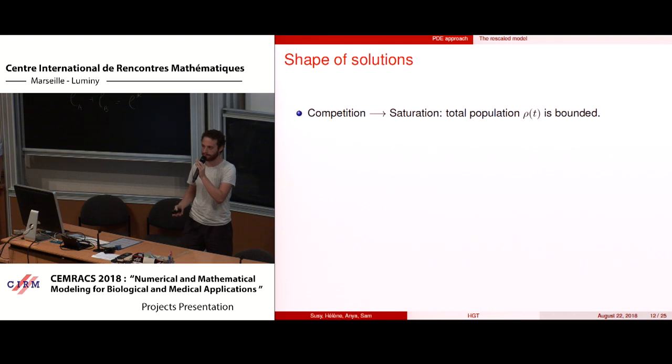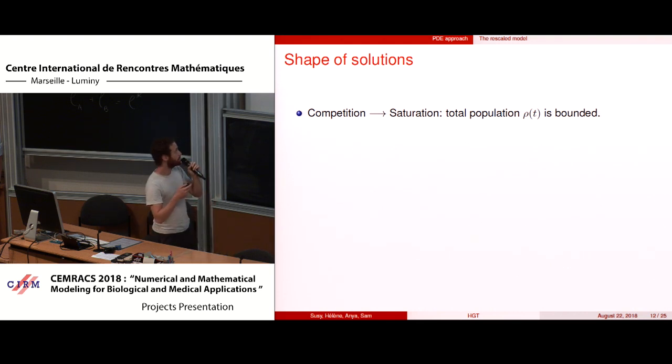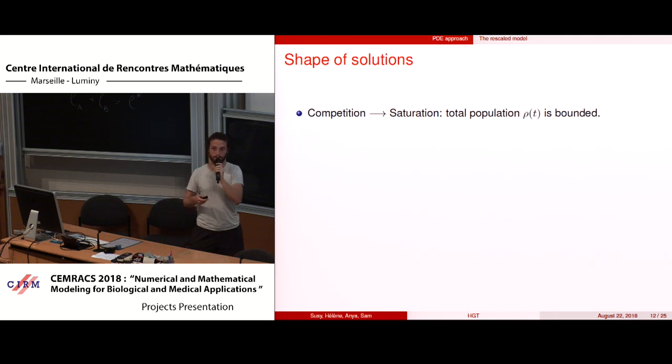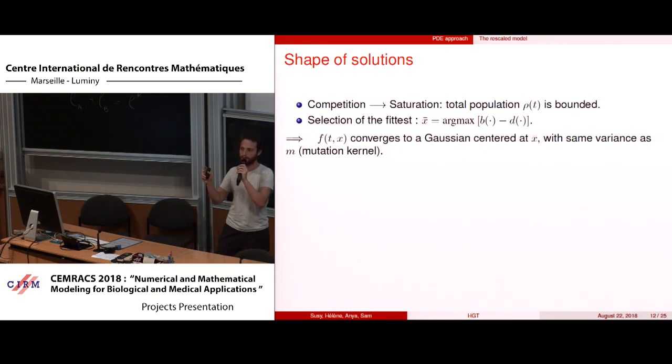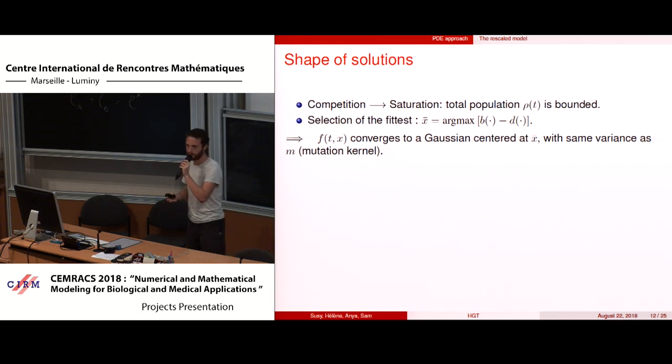It remains bounded. And saturation phenomena lead to selection of the fittest individual. In the context of competition, you have saturation, and therefore only the fittest individuals, so those who are the more adapted to the environment, can survive because of the competition. And so our density will concentrate, will converge to a very narrow Gaussian, centered at some trait x bar, which is the most adapted trait. So this is what we expect from the solution.